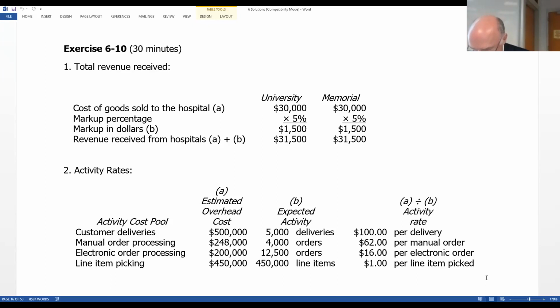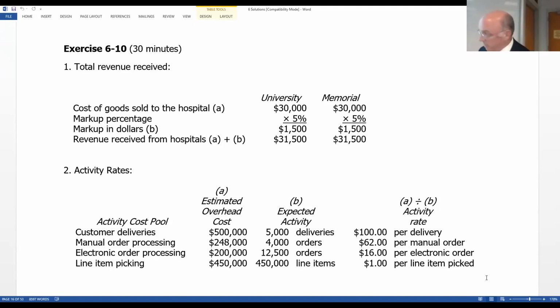So the requirement: compute the total revenues that Worley would receive from University and Memorial, compute the activity rate, and so forth. Well, the revenue is going to be the same. You have a 5% margin. You could multiply that by 1.05. This is a 2-step process, right? 30,000 times 5% is 1,500, then you add the 1,500 to 30,000, you get 31,500. You could just multiply 30,000 times 1.05. It's a 1-step process. You still get 31,500.